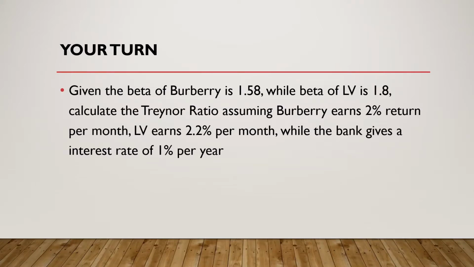Okay, now it's your turn again. Given that the beta of Burberry is 1.58 and assuming the beta of LV is 1.8, what you need to do is to calculate the Treynor ratio, assuming Burberry earns 2% return per month, while LV earns 2.2% per month. Also, at the same time, the bank gives an interest rate of just 1% per year. And in this case, which one is actually a better stock to invest in?